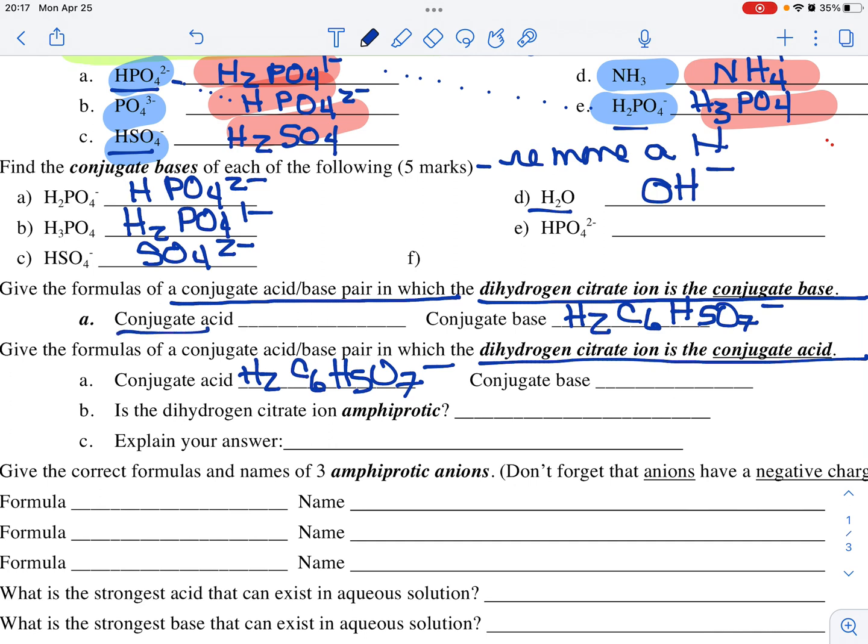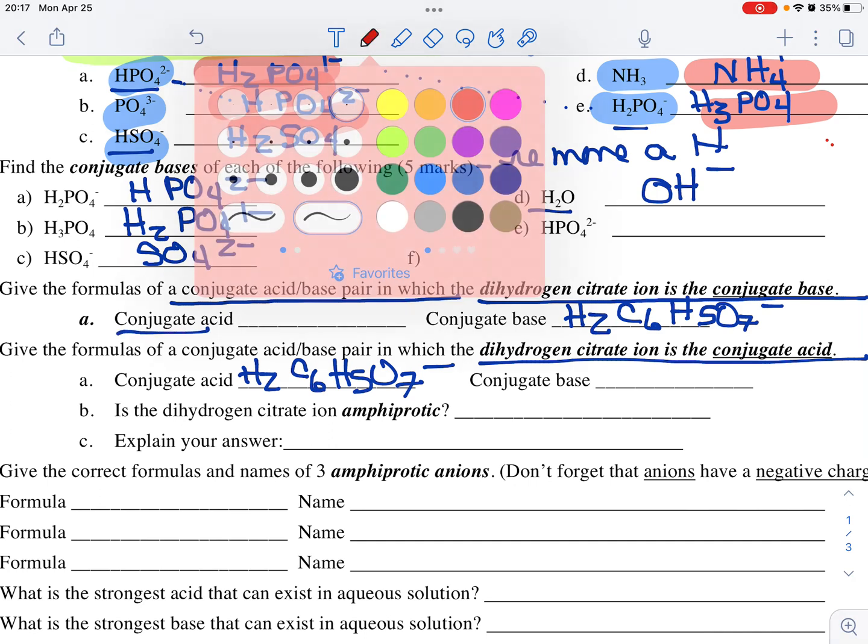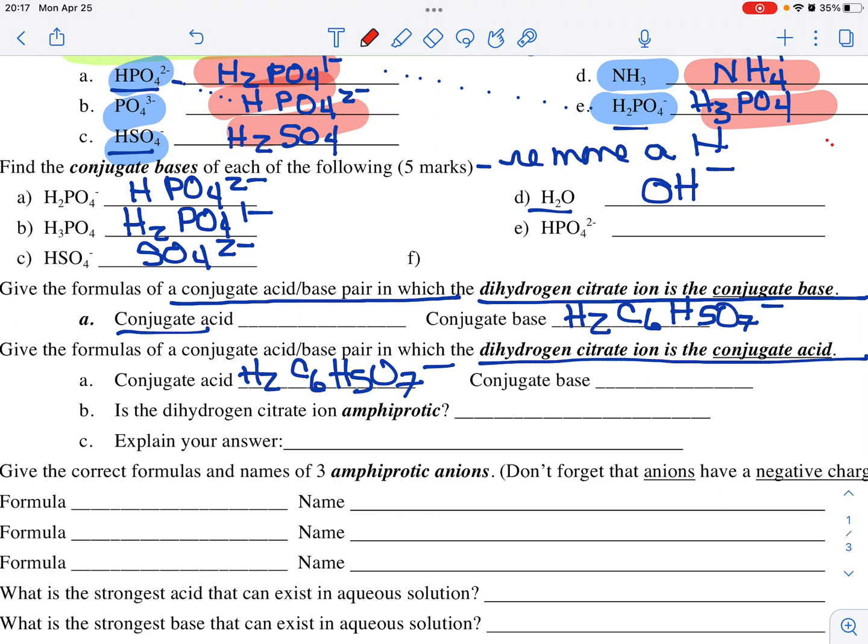Now let's write this as a conjugate acid. To write a conjugate acid, we are going to add a hydrogen. There'll be no charge there. And to write the conjugate base, we're going to take away a hydrogen. And this will now have a 2 minus charge.